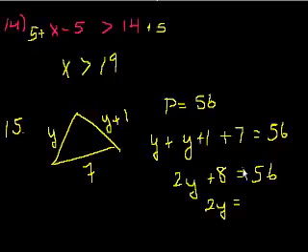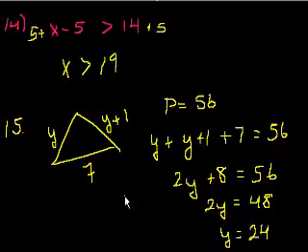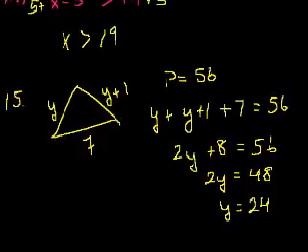So if we subtract 8 from both sides of this equation, on the left-hand side, we just get 2y. On the right-hand side, 56 minus 8, that's 48. Divide both sides by 2, and you get y is equal to 24. And that is choice A.